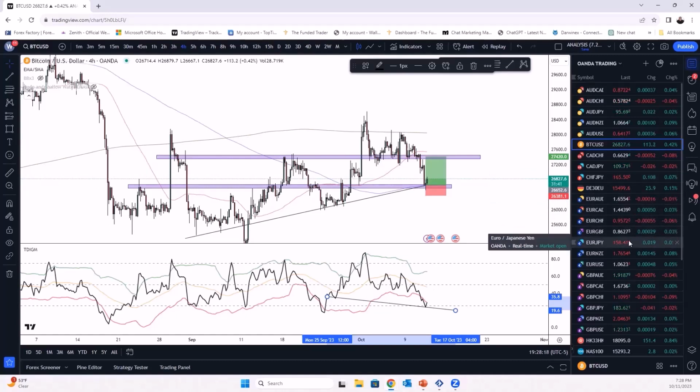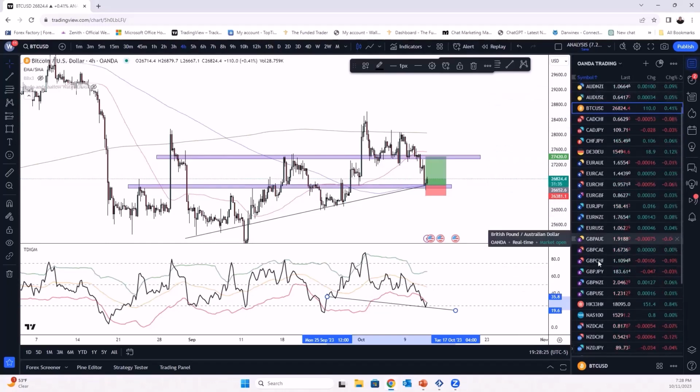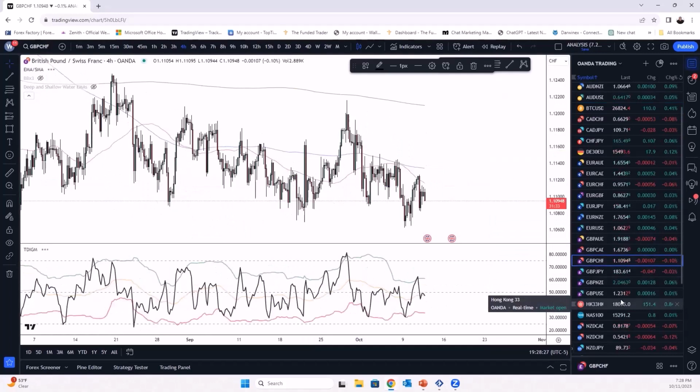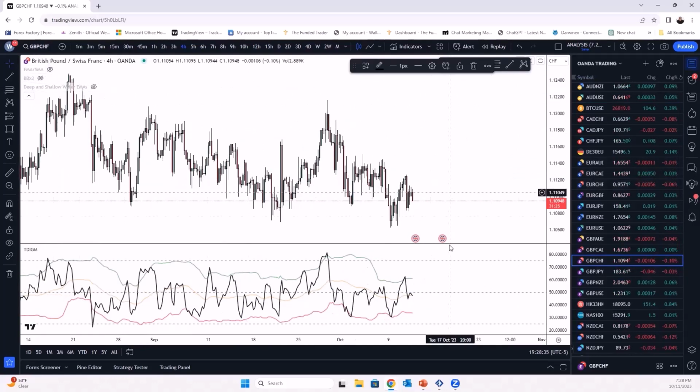Can you do GBP Swiss? Yeah, CHF? Because that was my homework last night. I charted it and put in a trade for it on the desktop. Okay. So we're going to look at it on 4-hour.